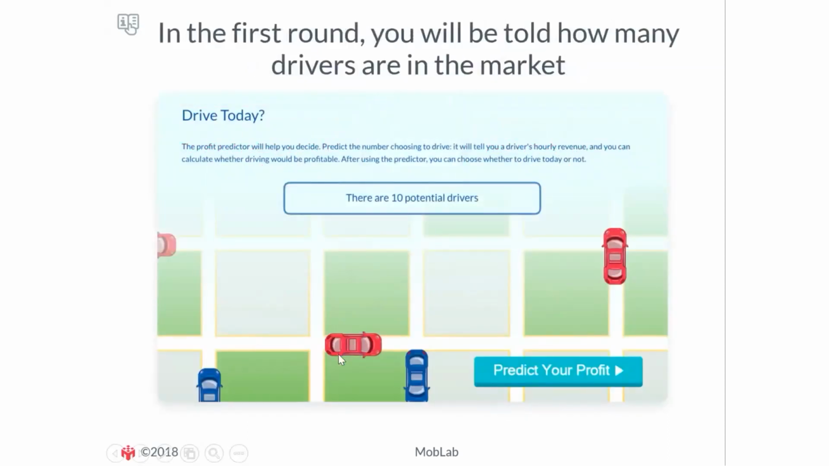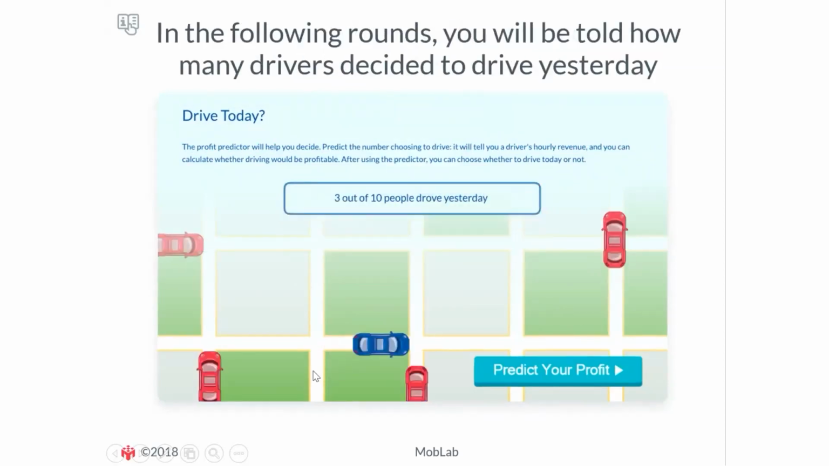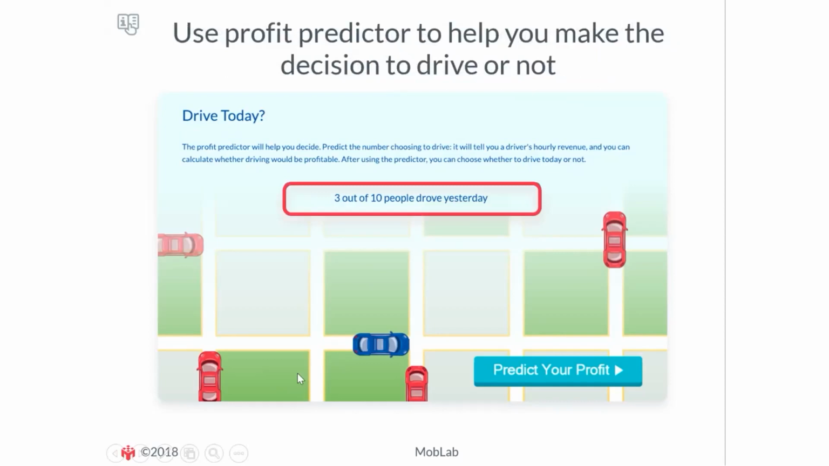So in the first round, you'll be told how many drivers are in the market. So 10 potential drivers. In the following rounds, you'll be told how many drivers decided to drive yesterday. Like this, 3 out of 10 people drove yesterday. So you know how many other competitors are in the market. And so there's this profit predictor to help you make the decision to drive or not.